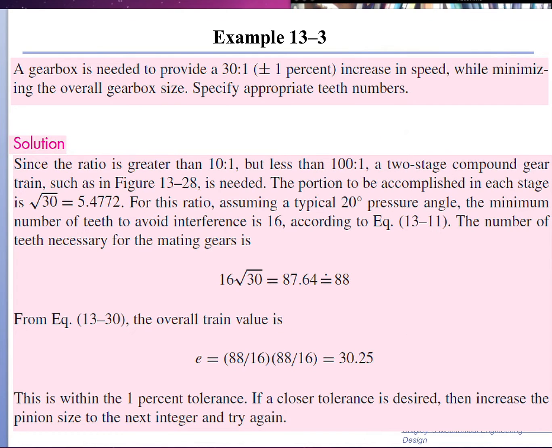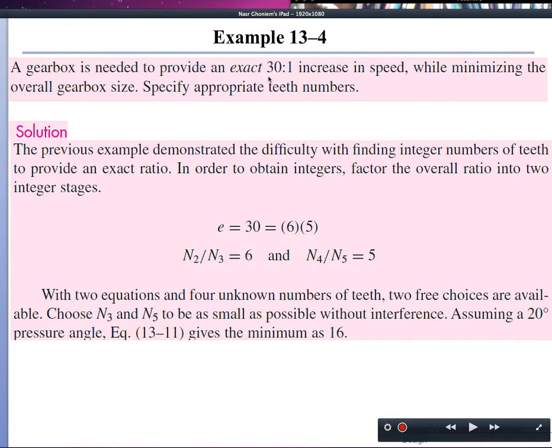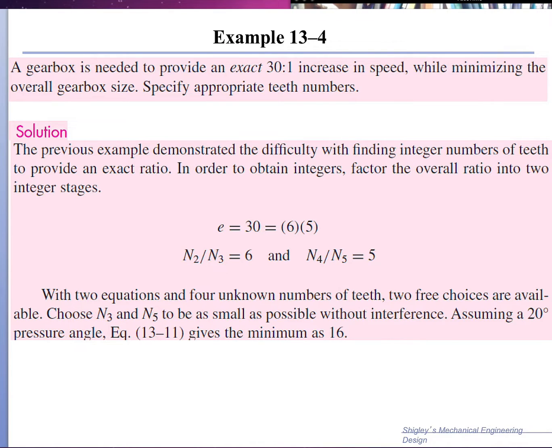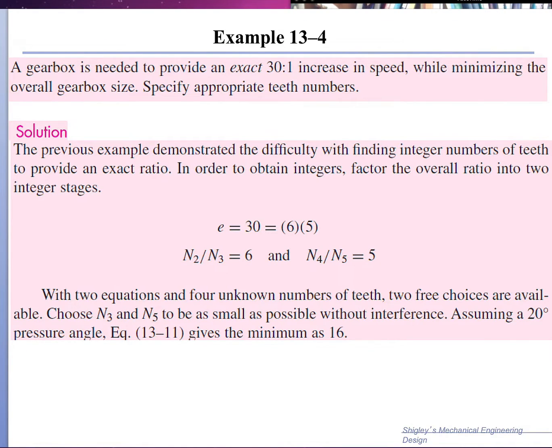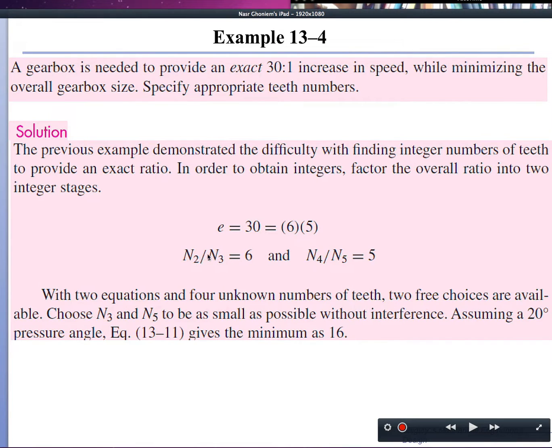Now we can ask ourselves, what happens if I want to insist on an exact 30-to-1 increase in the speed? The solution is to make the train value equal 30 exactly, start from there and divide it, instead of 5.7 something, into 6 times 5. It's easy. So we don't have to have the same gear ratio on the two stages. From 2 to 3, you go up by 6. From 4 to 5, you go up by 5. So that's the increase in the speed, and stage 1 is a little bit more than the increase in the speed in stage 2.